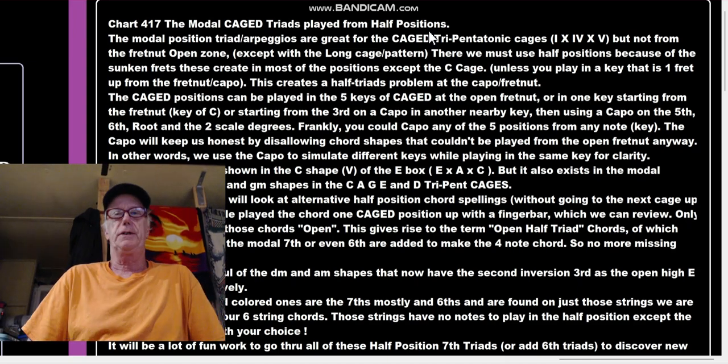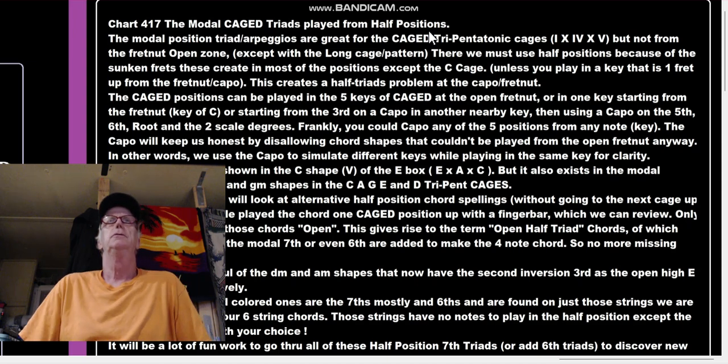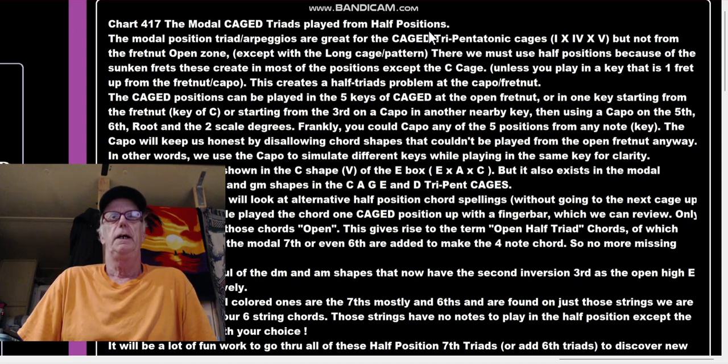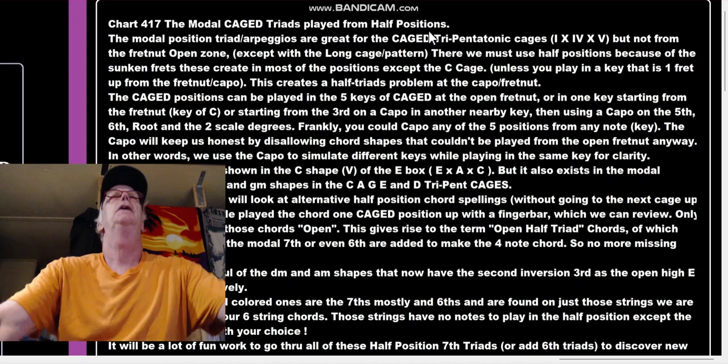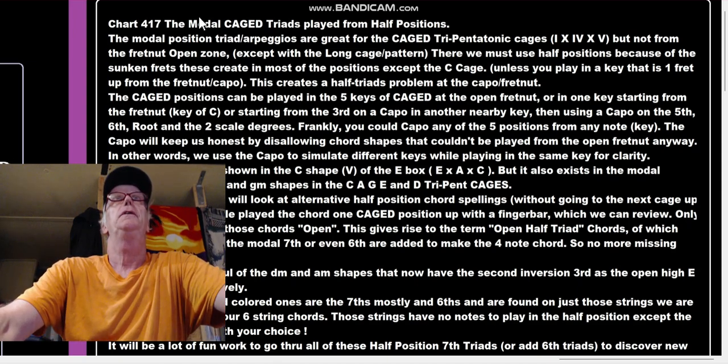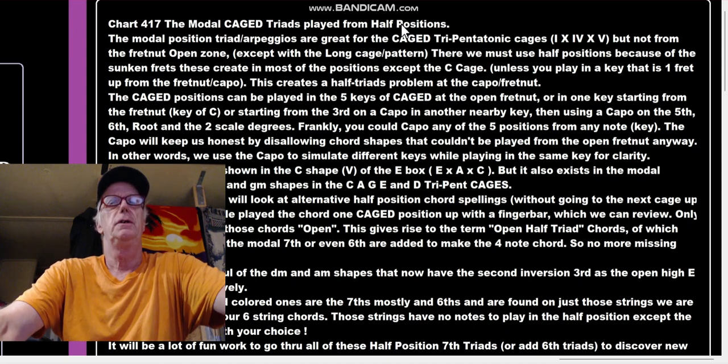Okay, so let's get into today's lesson. Alright, and today's lesson is about the modal CAGED triads played from half positions. Okay, what are half positions?